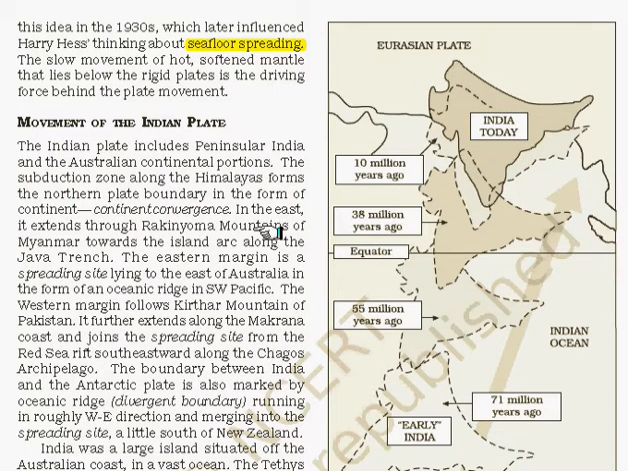So the continental convergence was over here, and also it passes from Himalayas to the Rakhine mountains in Myanmar, and it also extends towards the Java Trench in Indonesia. And then in the west it is still the Kirthar mountains in Pakistan, while spreading it to the Red Sea, and this is called a spreading site from the Red Sea rift southwest along with the Chagos archipelago in the Indian Ocean. So it is along the divergent boundary.